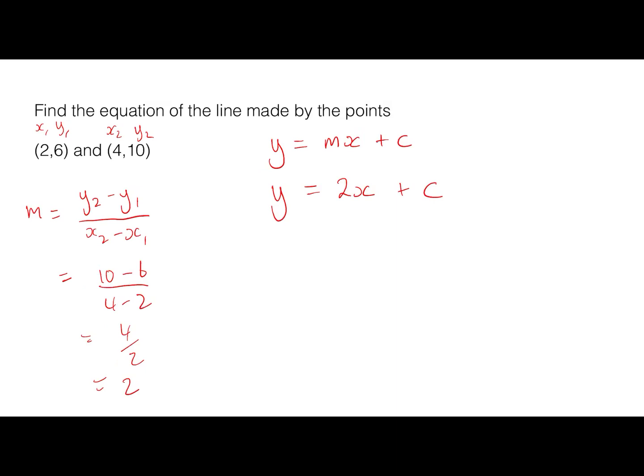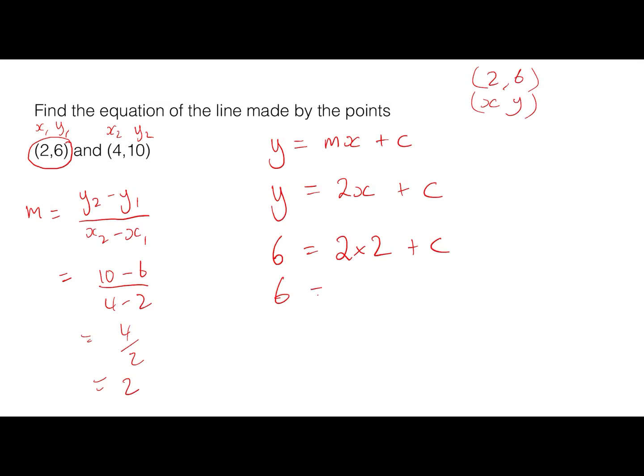So here's where you have to be clever, and again, students forget this, and it drives me mad. It's not difficult. All you need to do is pick a point, and it could be any point you like. So it could be 2, 6, or it could be 4, 10. But basically, that's 2, 6, and that's x and y. So what that is telling me is if x is equal to 2, y is equal to 6. So I'm going to substitute those two values into the equation.